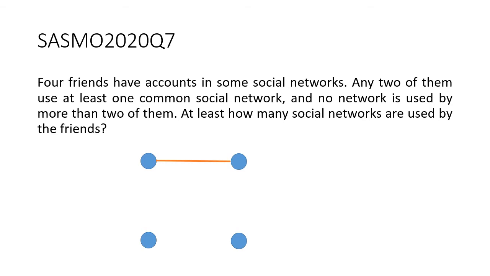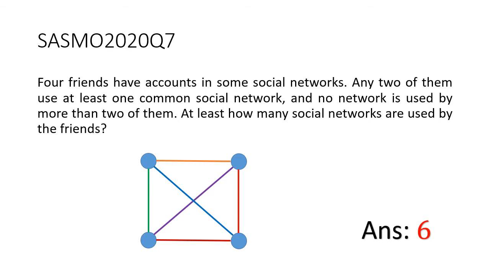That means we can't use this social network anymore since no network is used by more than 2 of them. That means if we connect every friend to every other friend, you see that we need 6 different social networks. So the final answer is 6.